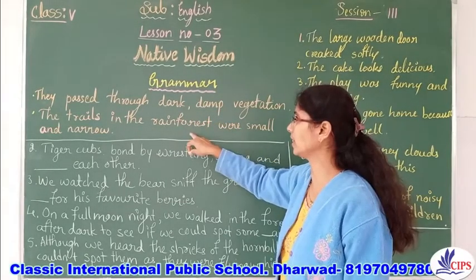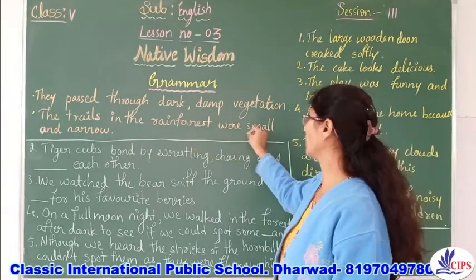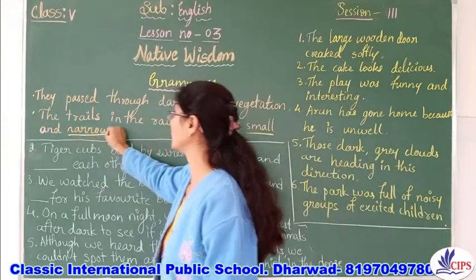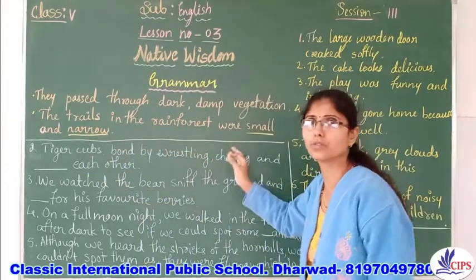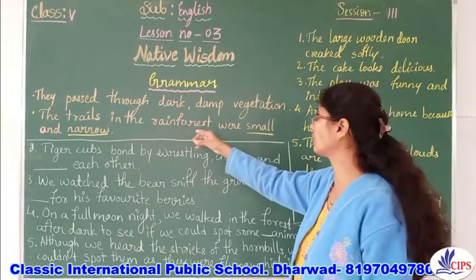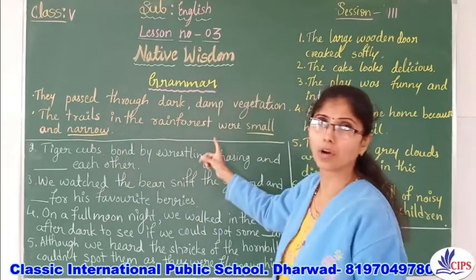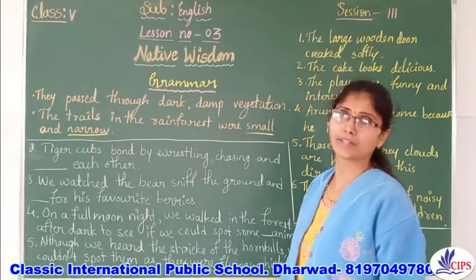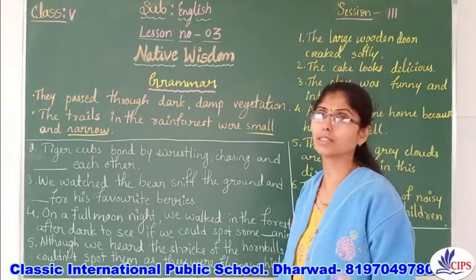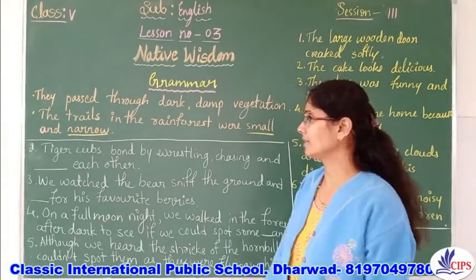But in this sentence, these two, small and narrow, are adjectives. These two adjectives appear after the noun, so these are called predicative adjectives. Is it clear, children? Observe the sentences here.